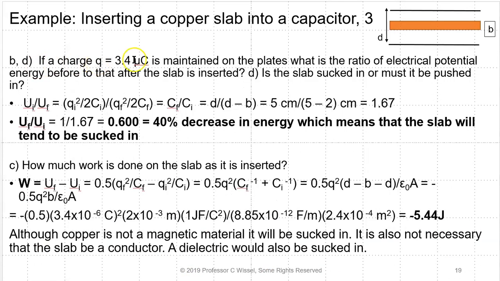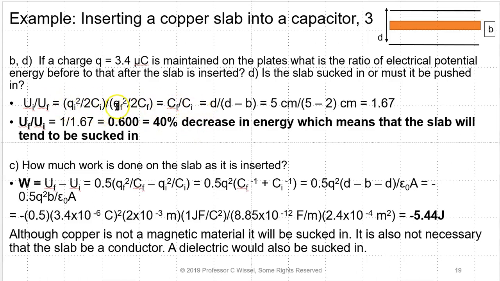Now, if a charge of Q equals 3.4 microcoulombs is maintained on the plates, what is the ratio of electrical potential energy before to that after the slab is inserted? And is the slab sucked in or must it be pushed in? So UI over UF is QI squared divided by 2CI, divided by QF squared divided by 2CF. And everything else cancels out.